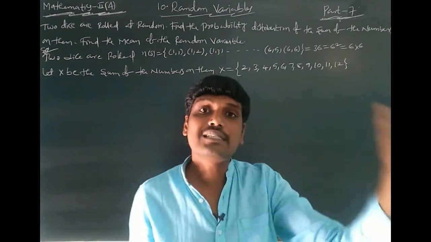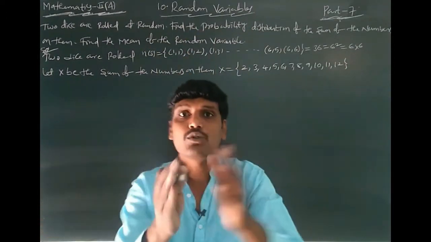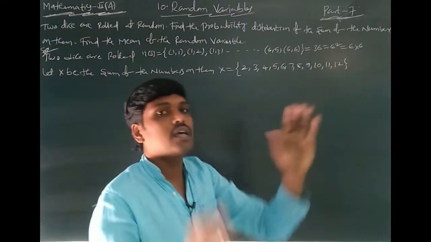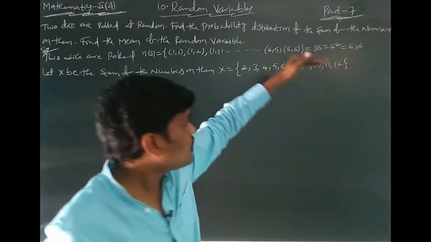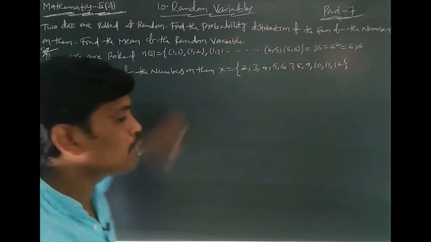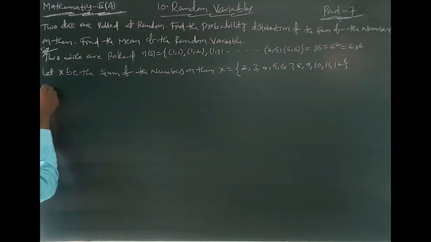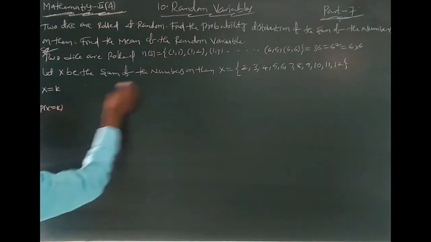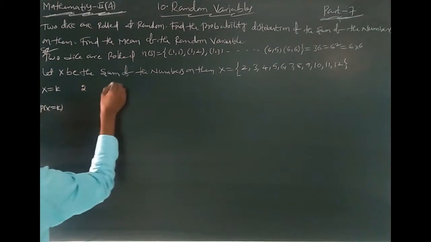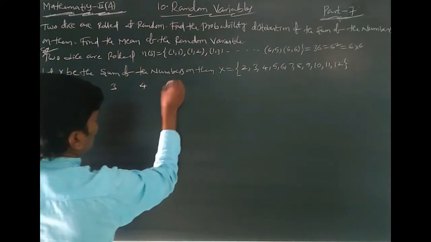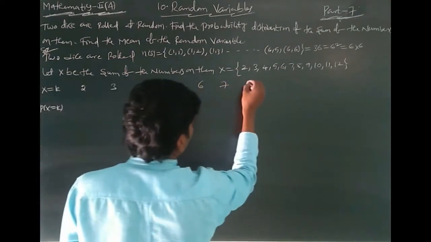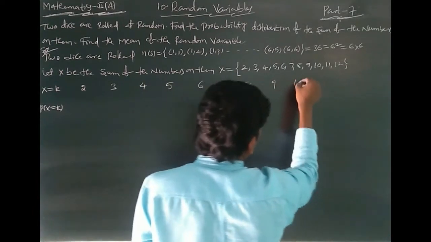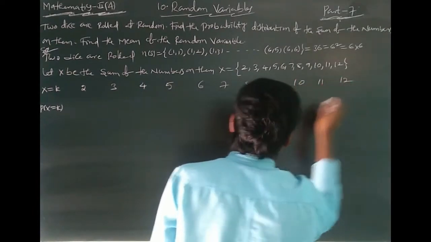Maximum number what here? 6. Second also 6. 6 plus 6, 12. But here the sum of the numbers is 2 to 12. First, construct the table for this probability function. In this probability function, x is equal to k, p of x is equal to k. Here first, the sum can be 2, 3, 4, 5, 6, 7, 8, 9, 10, 11, 12.